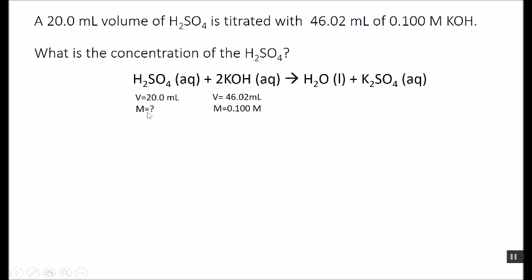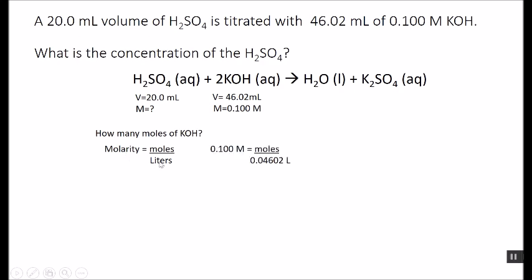So our very first task is to convert everything that we possibly can into moles. Now you've got a volume of KOH and a molarity of KOH. Can you get moles? Well, if you remember, molarity is the moles per liter. Can we solve for moles if we know molarity? Up here that's 0.1, and we know volume, 46.02 milliliters. The answer is absolutely yes. We can find moles if we know molarity and volume in liters.